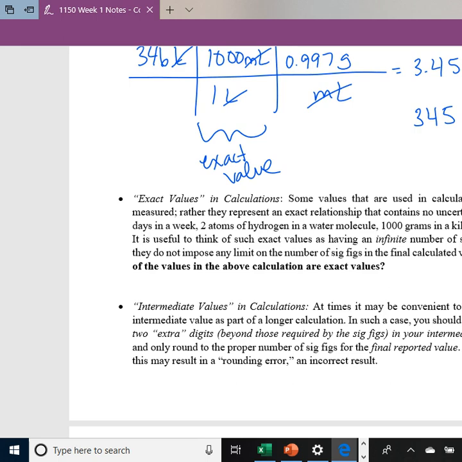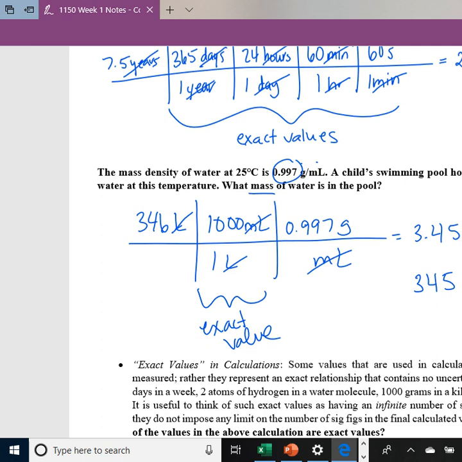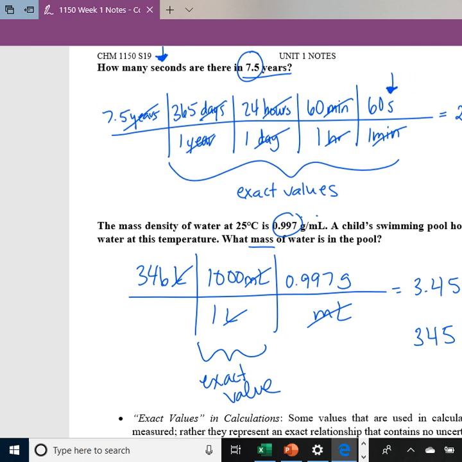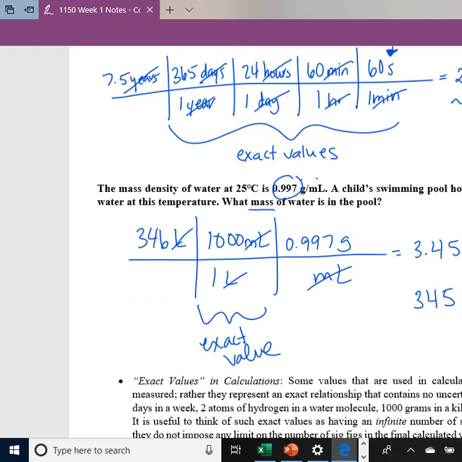So which of the above values in the above calculations were exact values? So our 1,000 mils to a liter was exact, and then our days to year, hours to day, minutes to hour, and seconds to minutes were all exact. And interestingly enough, even if you wanted to talk about the fact that a year has a little bit over 365 days, thus the leap year, you would still come out to the same answer here with the same precision because of sig figs. So you can try that. If you're familiar with that, go ahead and run that through and see what you get. You should get the same answer.